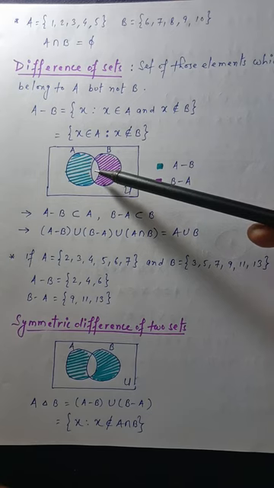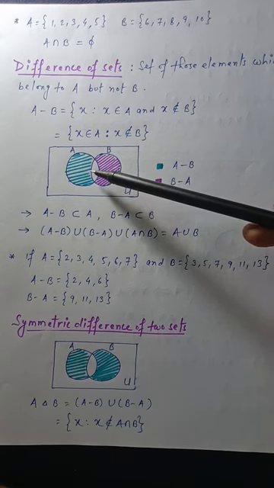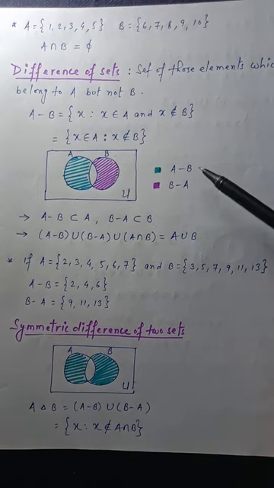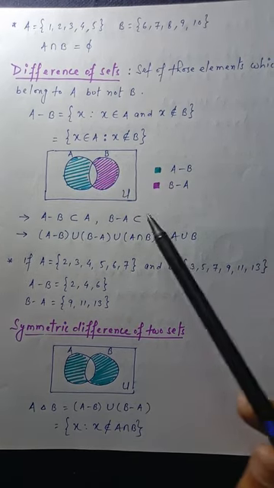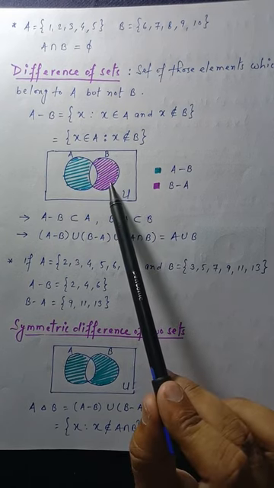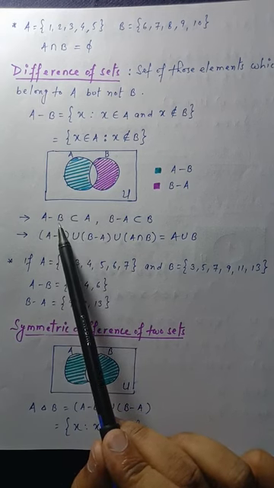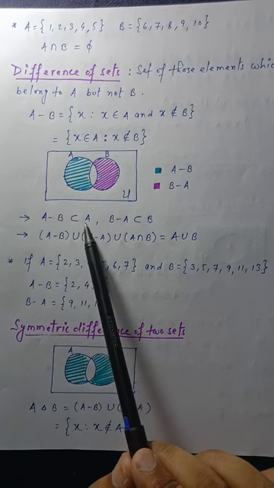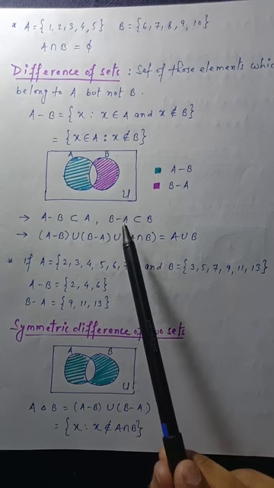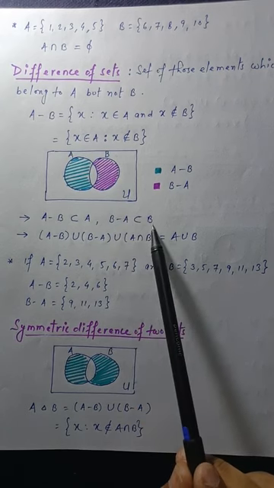But for A minus B, we have to take those parts which are present in A but not in B. Actually, this white part is present in A, but at the same time it is present in B also. So that's why we will leave it. This green representation is A minus B, whereas this representation is B minus A. So we can say A minus B is always a subset of A. I think it is clear. And similarly, B minus A is a subset of B.